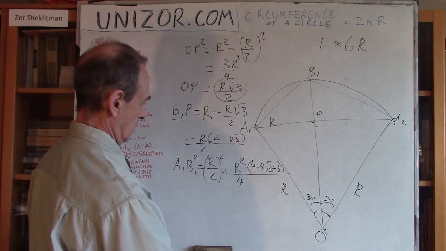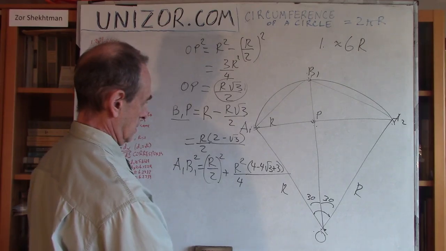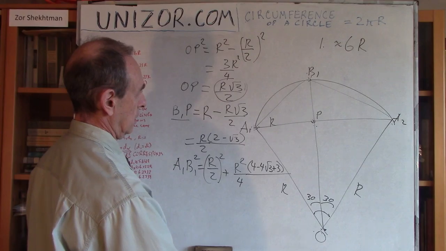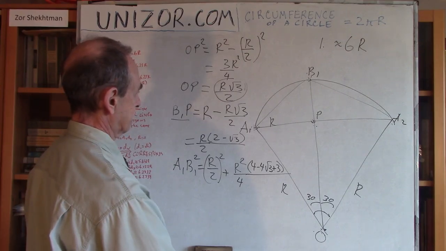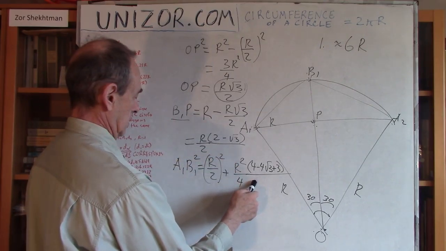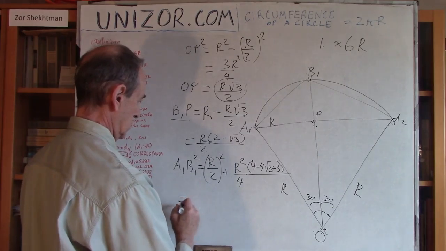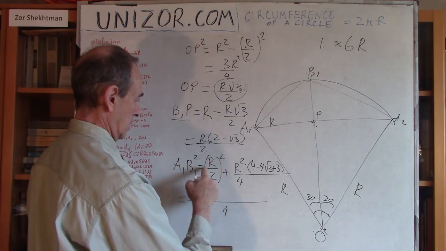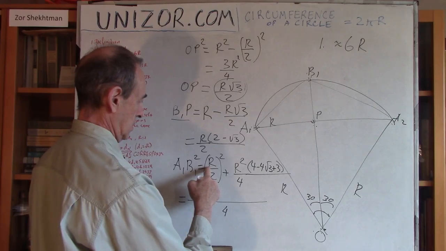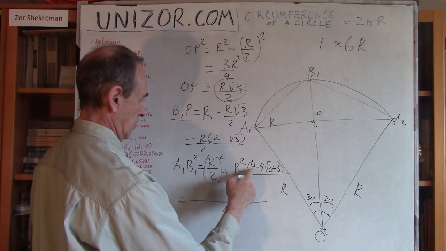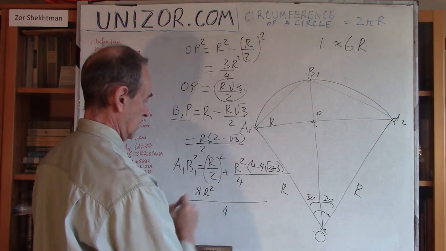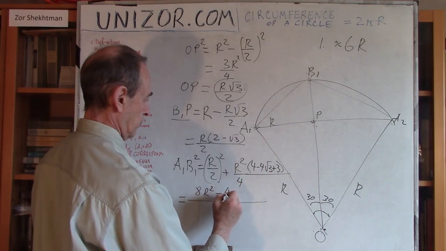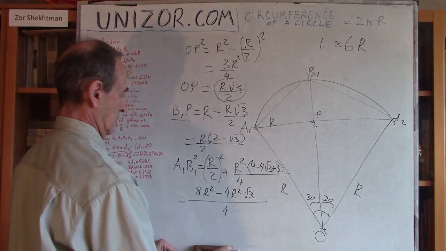Let me just think about it, if I didn't make any mistakes. So equals, R square over 4 times 8, so it's 8 R square, right? 4 and 3 is 7, and 1 from here is 8, minus 4 R square square root of 3. That's what it is.